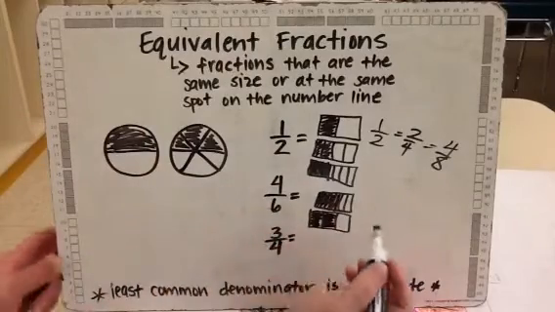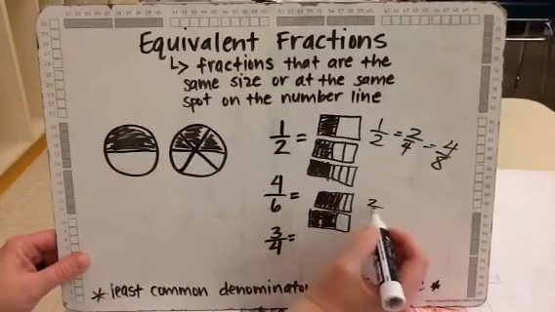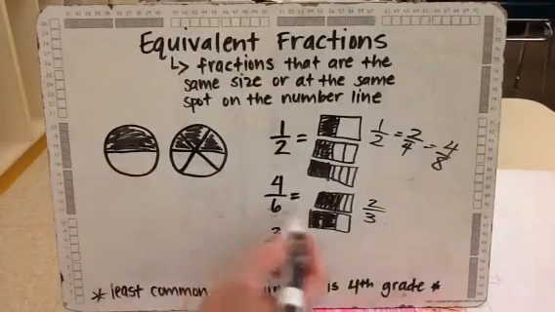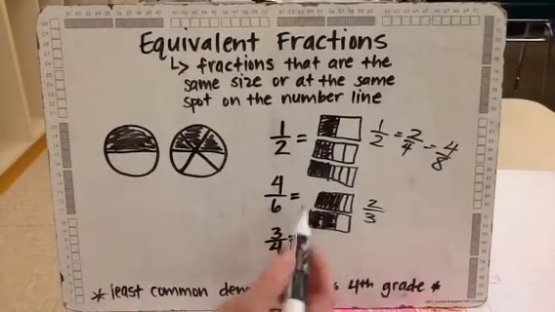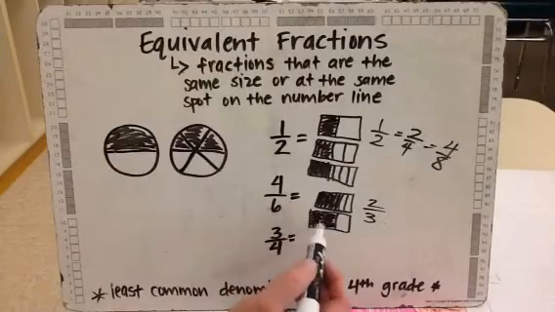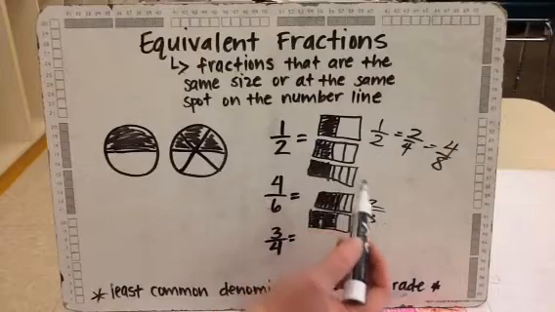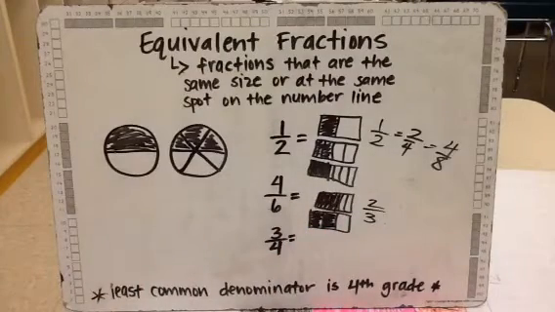So I just realized that 4/6 is equivalent to 2/3. So 4/6, 2/3 are equivalent. And again, I know sixths work well with thirds, just like I knew halves worked well with fourths, worked well with eighths. And so that helped me find equivalents.